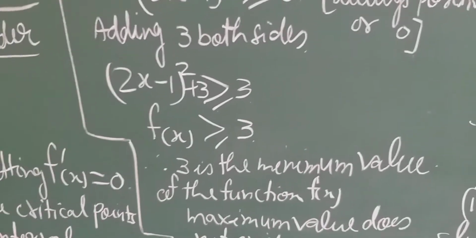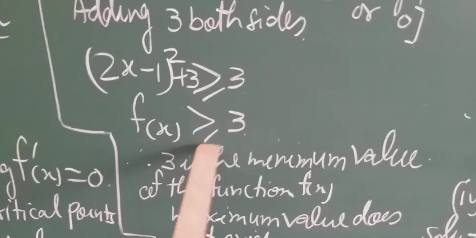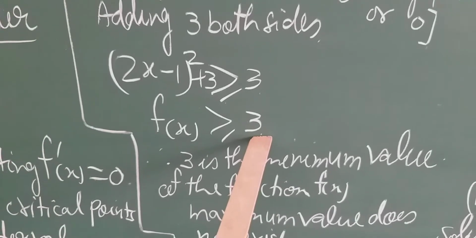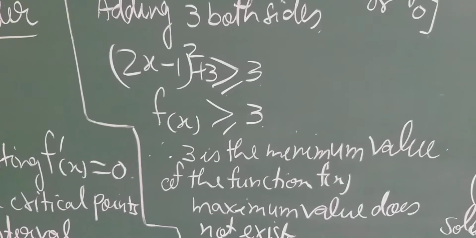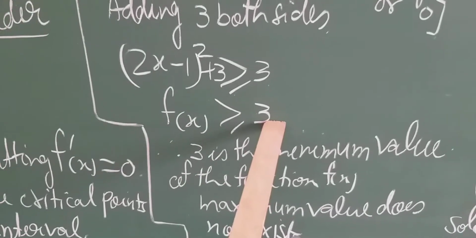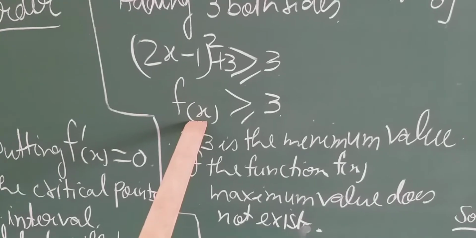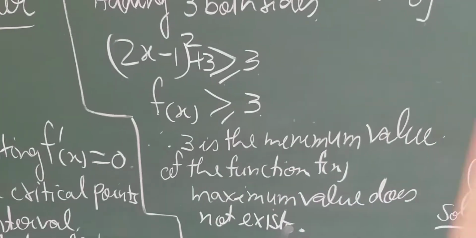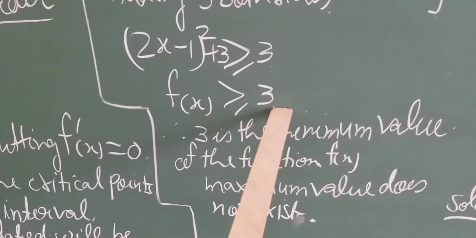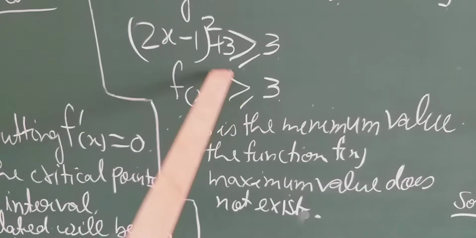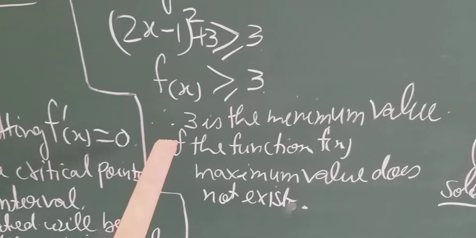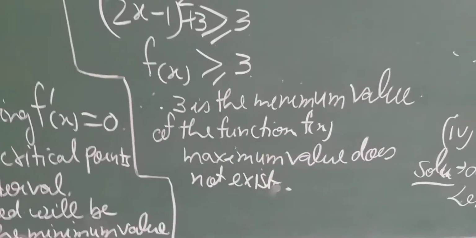Okay student, f(x) greater than or equal to 3 shows that 3 is its minimum value, because f(x) greater than 3 means f(x) has more values: 3, 4, 5, 6, 7, more than 3, but not less than 3. The function's minimum value is 3 and more than it. So we can write here, 3 is the minimum value of the function.